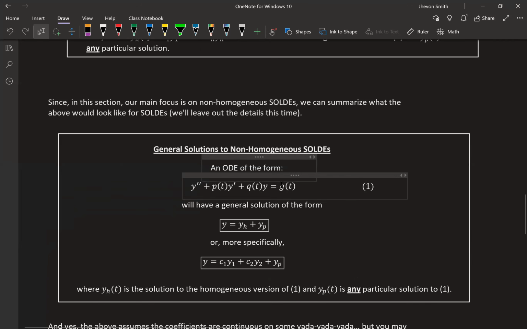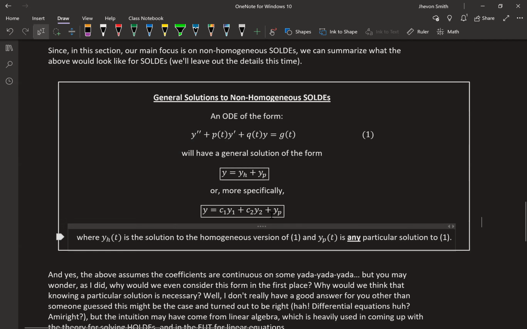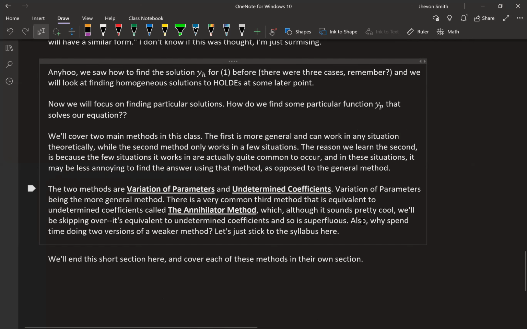So now if there's not a zero on the right side, this is how you would solve the differential equation. We know how to find the C1Y1 and the C2Y2. So now the question is, how would I get a hand on YP? How can I find a particular solution? There are three main methods: variation of parameters, undetermined coefficients, and the annihilator method.